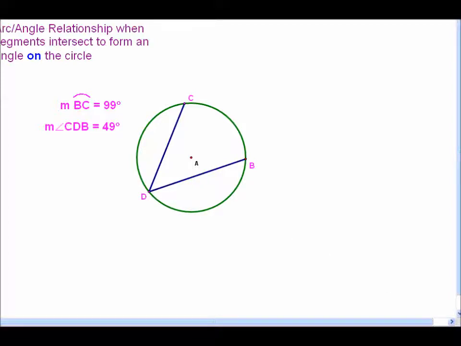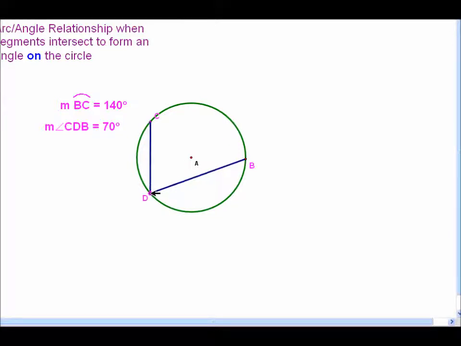We already have a name for this type of angle. This is an inscribed angle, and we already know that the inscribed angle is equal to half of the intercepted arc. Here we see that the measure of arc BC is 99 degrees, and the measure of angle CDB is 49 degrees. As we change that arc, we can see that those measurements still stay true to that rule. Half of the intercepted arc is what we get for our angle measure.